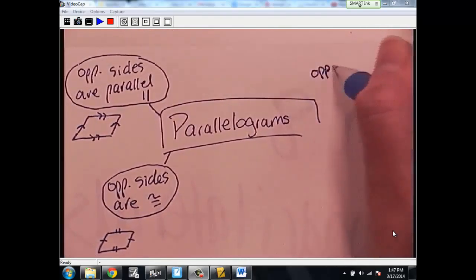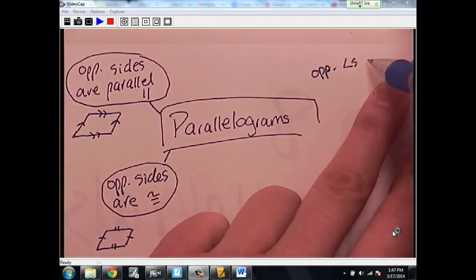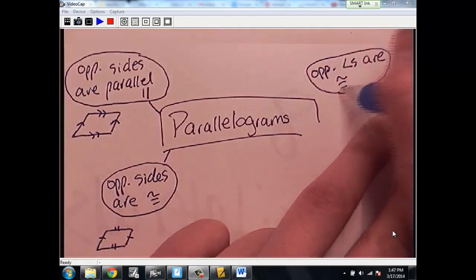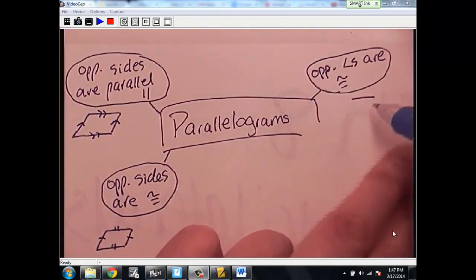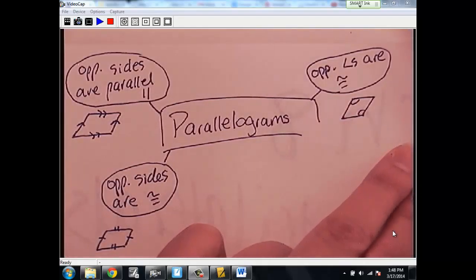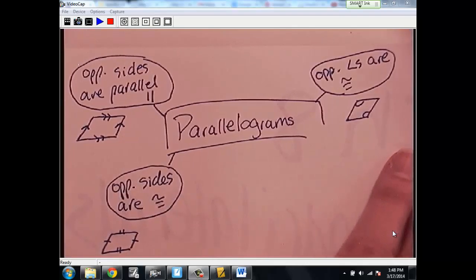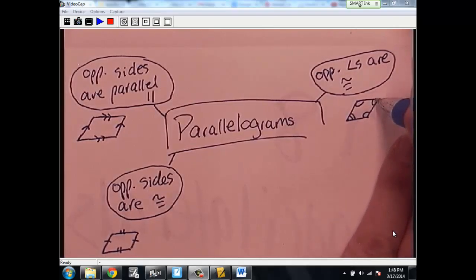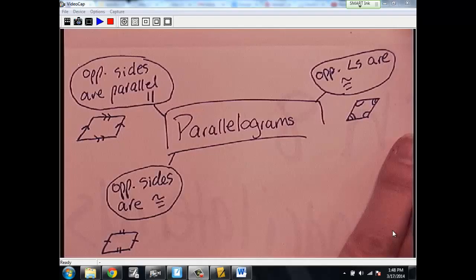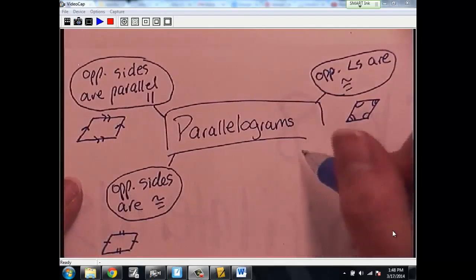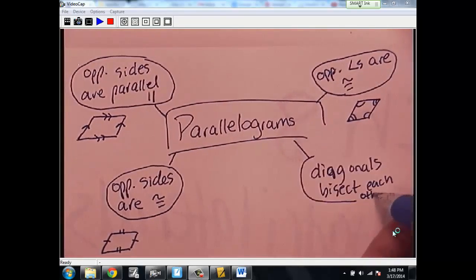We have opposite angles. Opposite angles are congruent. So if we draw a parallelogram here, the opposite angles are the ones that are the same, and these are going to be the same. Opposite angles are congruent. And last but not least, our fourth property of parallelograms, diagonals bisect each other.